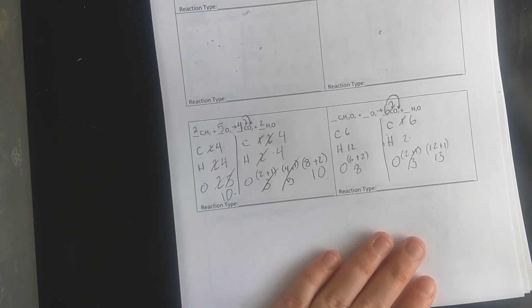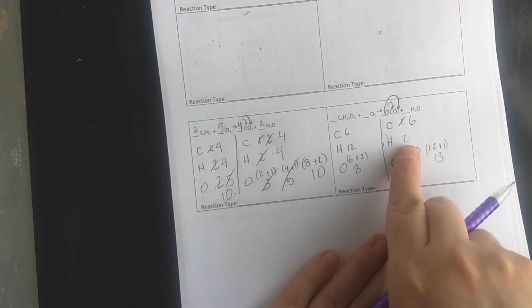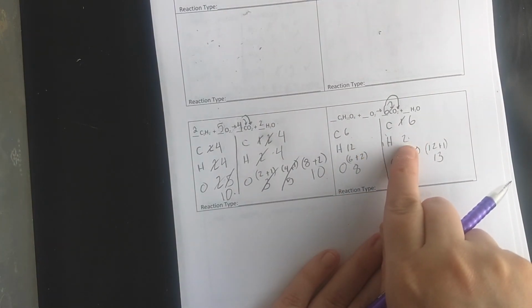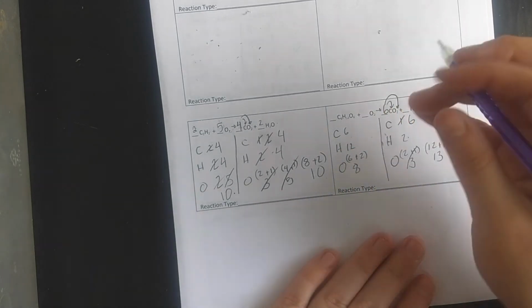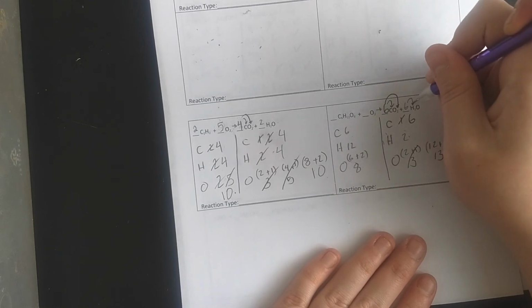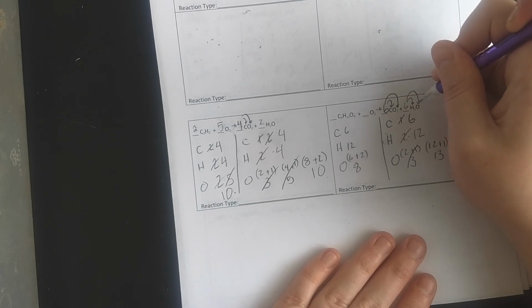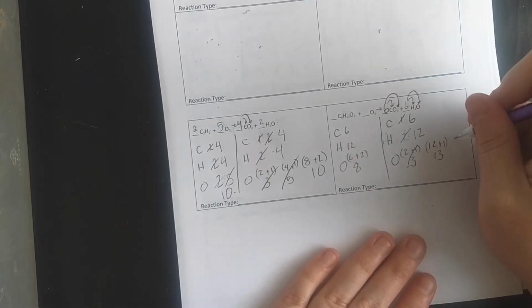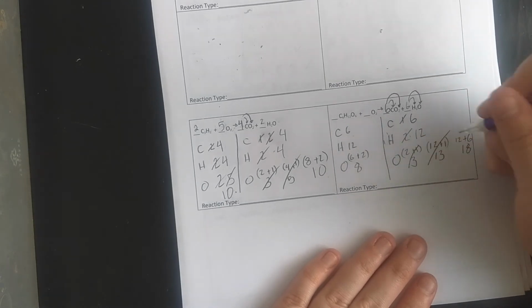Okay. Now let's do our hydrogens. We have 12 here and 2 here. Sorry, I'm messing up my numbers. So here, we need to make them match. So I'm going to change the side that has less to equal the side that has more. So 6 times 2 is 12. That means I'm also changing these oxygens now. So I still have 12 from here plus 6 from here is 18.